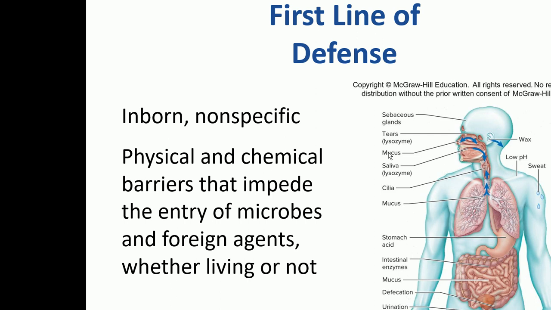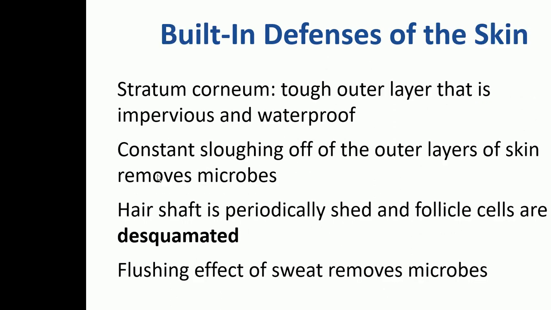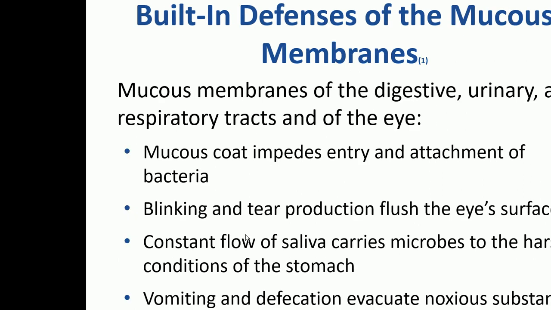We just talked about the first line of defense being physical and chemical barriers that impede the entry of microbes into the body. This includes your skin, your hair, and even the sweat, which has a flushing effect of removing microbes. Then there is the system of mucous membranes of the digestive, urinary, and respiratory tracts, and the eye.